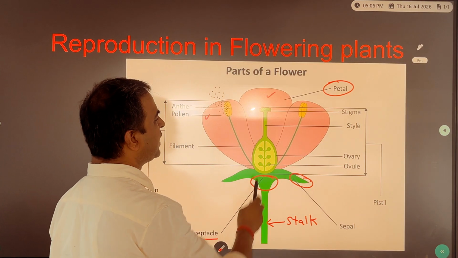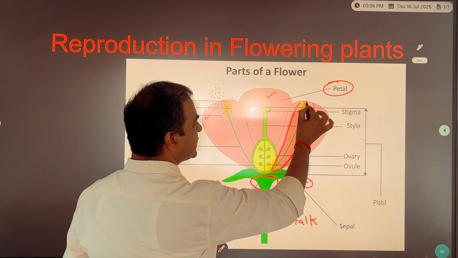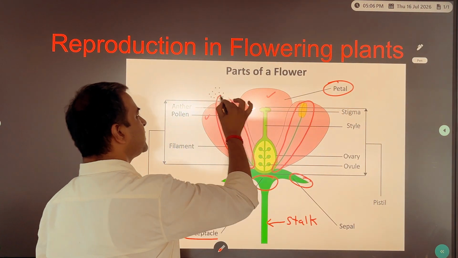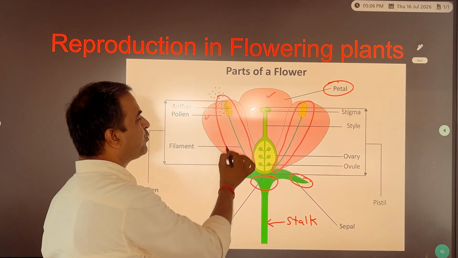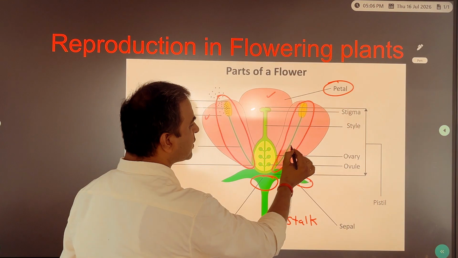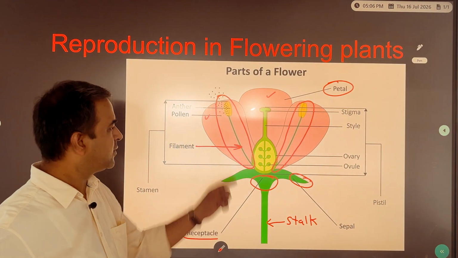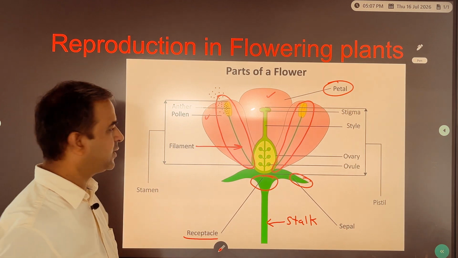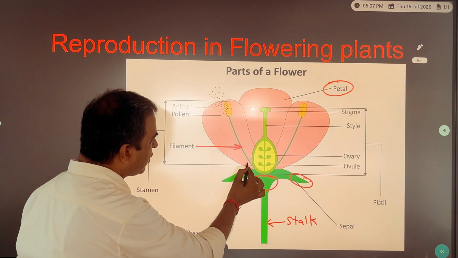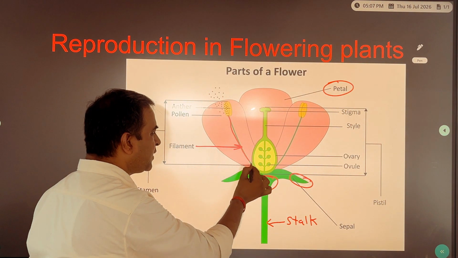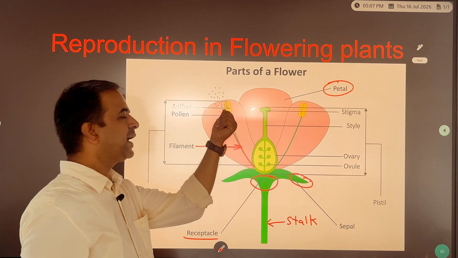After that, the next whorl of the flower is this, which is nothing but the stamen. Stamen is composed of a stalk. This is the stalk of the stamen. We call it filament. Okay, understood? So here the stalk of this stamen is called filament, which is giving proper position to this anther.